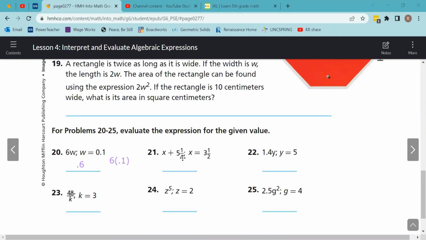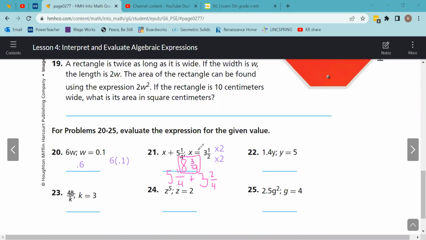This one, something plus 5.25. Oh, whoopsie. Okay, I thought that was more complicated than it is. Sorry. So we have 3.5 plus 5.25. I am going to try to be smart about my space here and turn them into fourths. So it's 5 1/4 plus 3 2/4. 5 plus 3 is 8. 1 plus 2 is 3. And we've got fourths. So 8 3/4 for number 21.